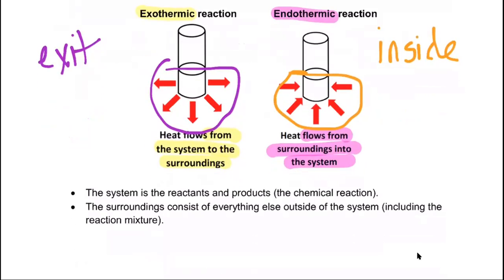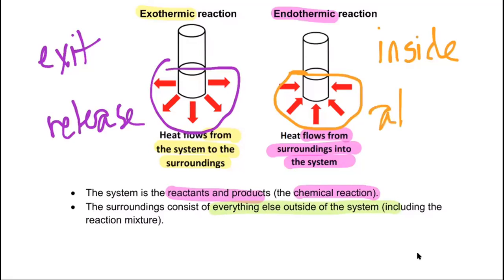Here, for the terms system and surroundings, the system refers to the reactants and products. So the system is your chemical reaction. The surroundings are everything else outside of the system, including the rest of the reaction mixture that is not part of the reactants and products. If you have water that they're dissolved in, that's technically part of the surroundings. So let me write up here: we are releasing heat here and we are absorbing heat here. That's the key difference, the direction of the heat flow.